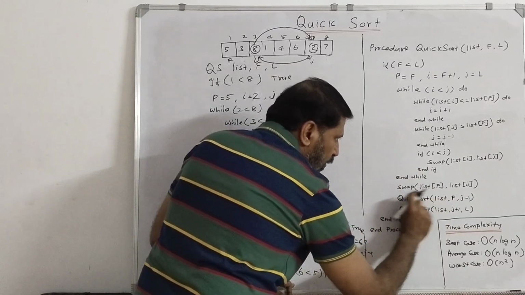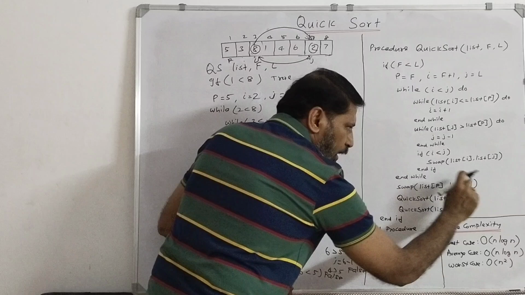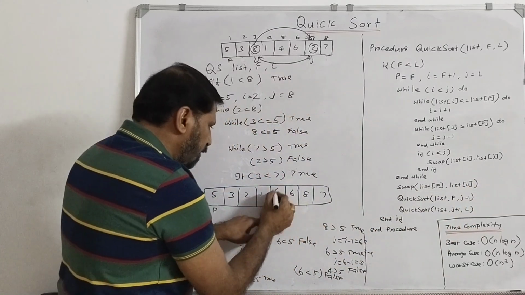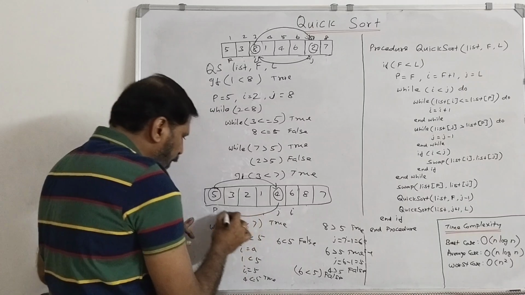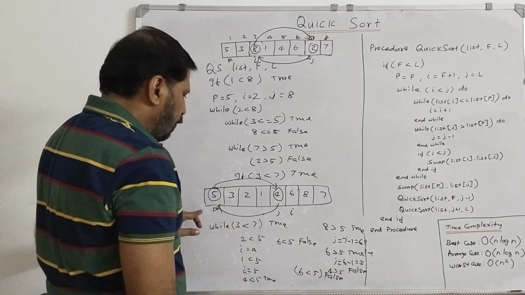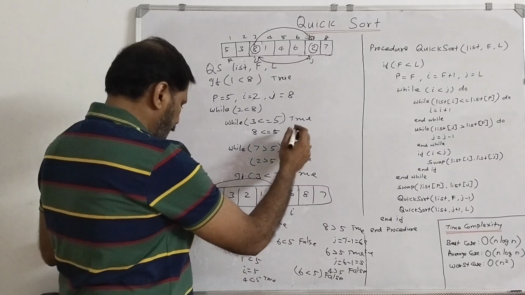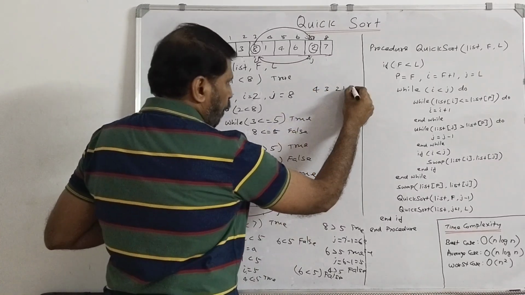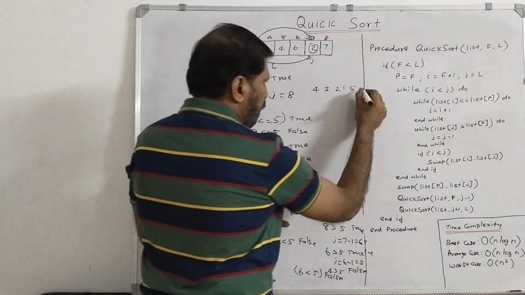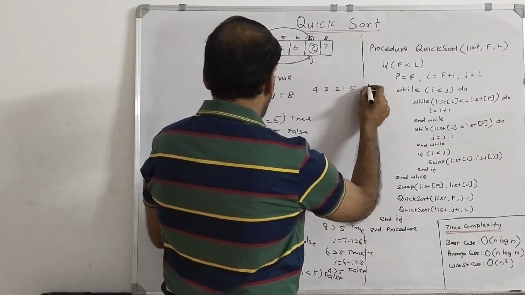It comes here. In this position, swap list of p and list of j. So the list of j and list of p are swapped. So 5 goes there and 4 comes here. The resultant position is 4, 3, 2, 1, 5, then 6, 7, 8.